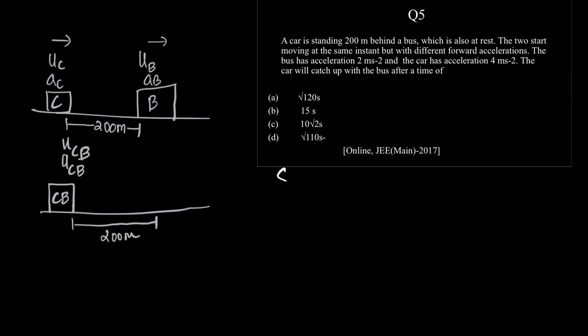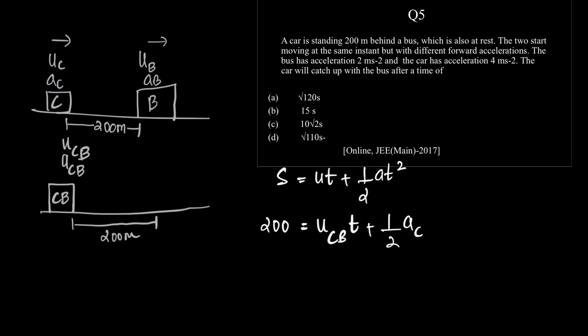The displacement-time relation can be written as S equals UT plus half AT squared. What is S? The relative separation, which is 200, equals UCB times T plus half times ACB times T squared. We've been asked to find the time. What is UCB? UCB is UC minus UB, which is equal to 0, since both of them are starting from rest.